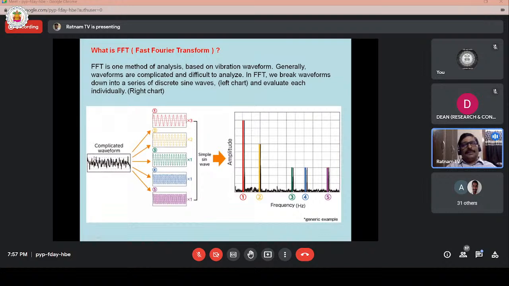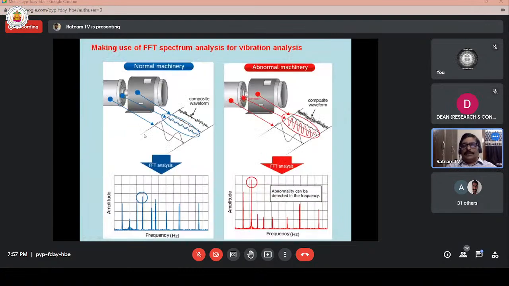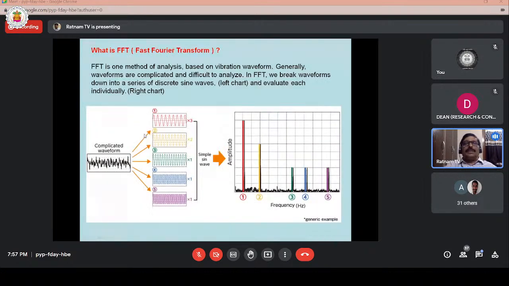Normally, any vibrating signal collected by the accelerometer will look like this. It consists of a complex waveform combining so many components. This complex waveform can be split into various waveforms, different sine waves.